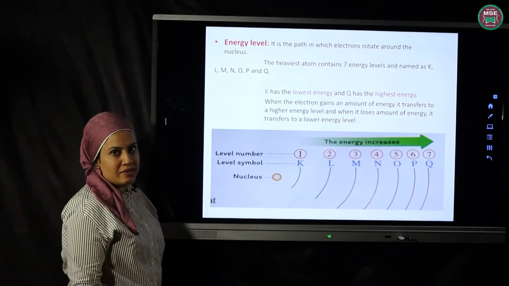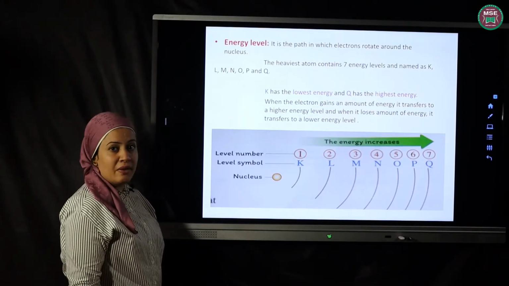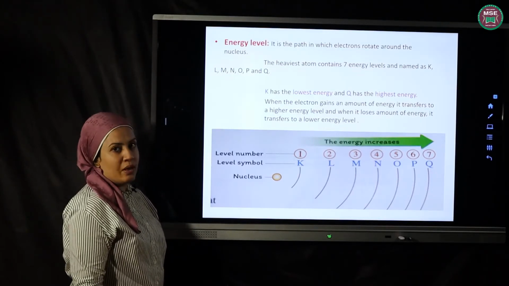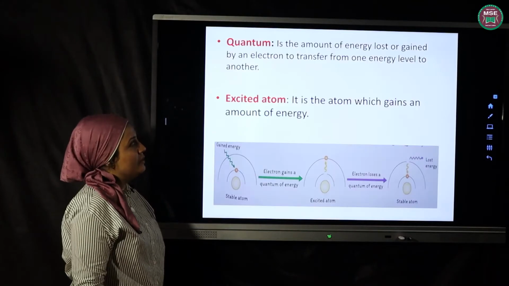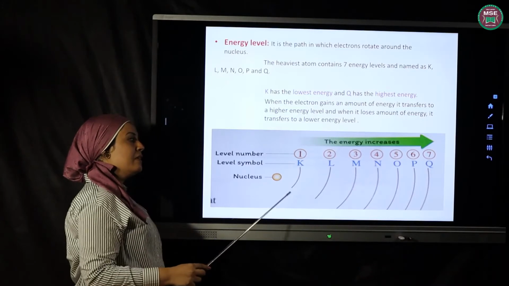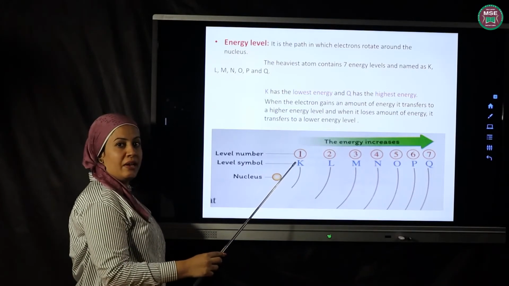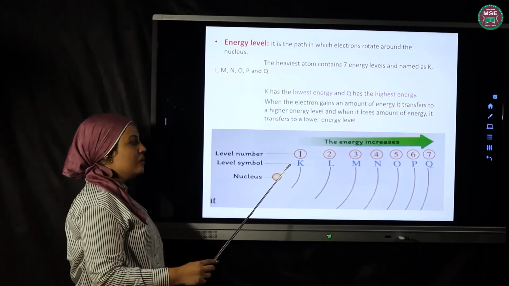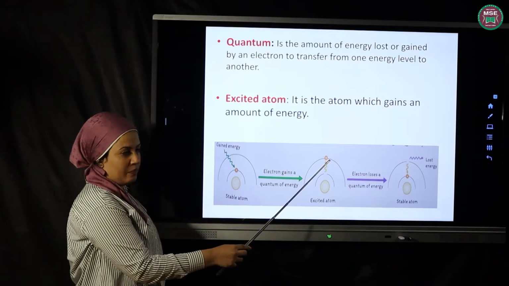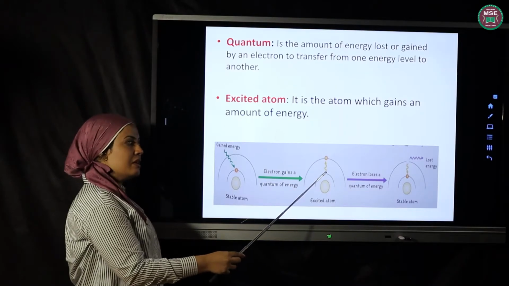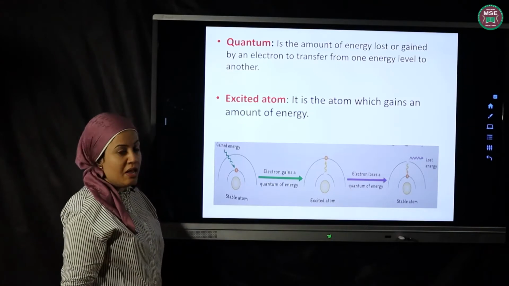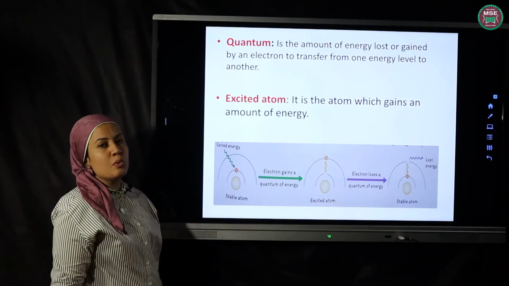They rotate inside this energy level, and each energy level is saturated by an amount of electrons, which we can calculate at the end of our session. So when the electrons in an energy level gain an amount of energy, they will transfer from the lower energy level to the higher energy level. And when they lose the amount of energy, they return back to the lower energy level. This amount of energy is called quantum.